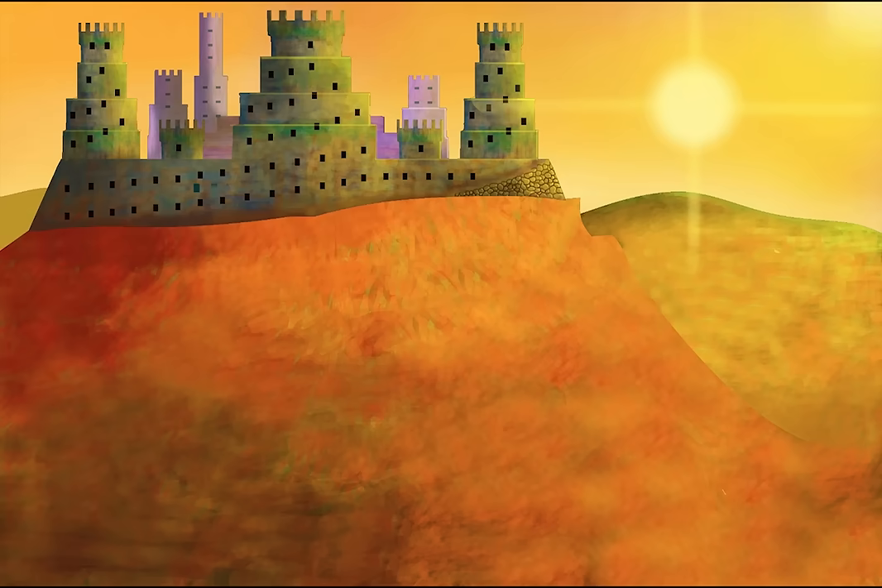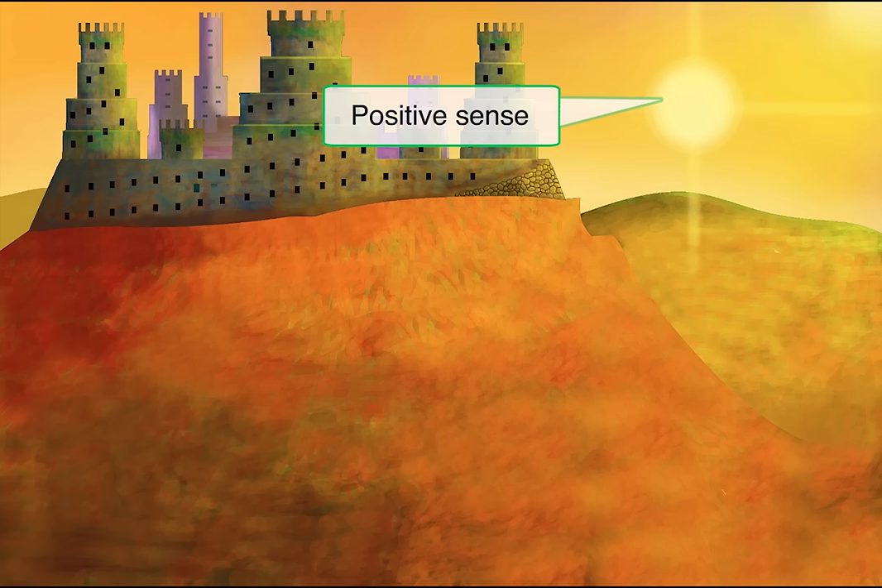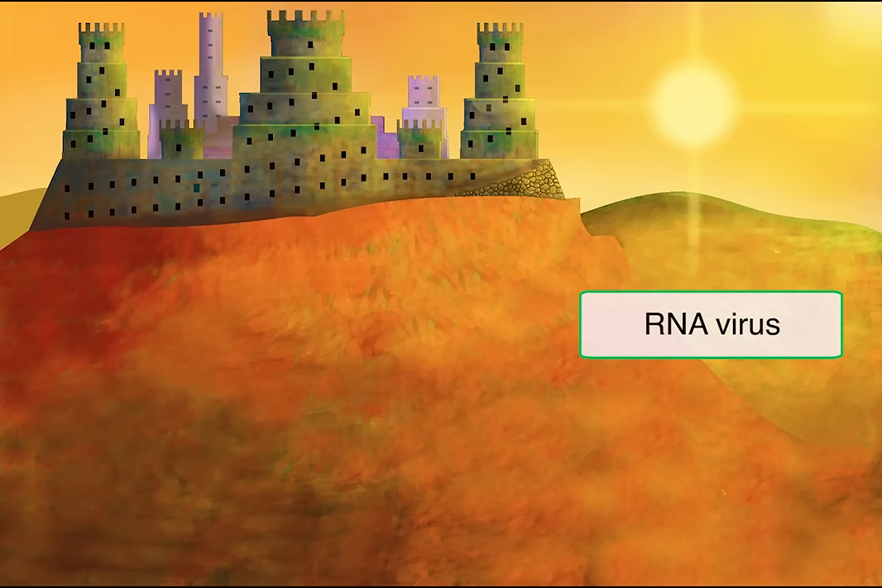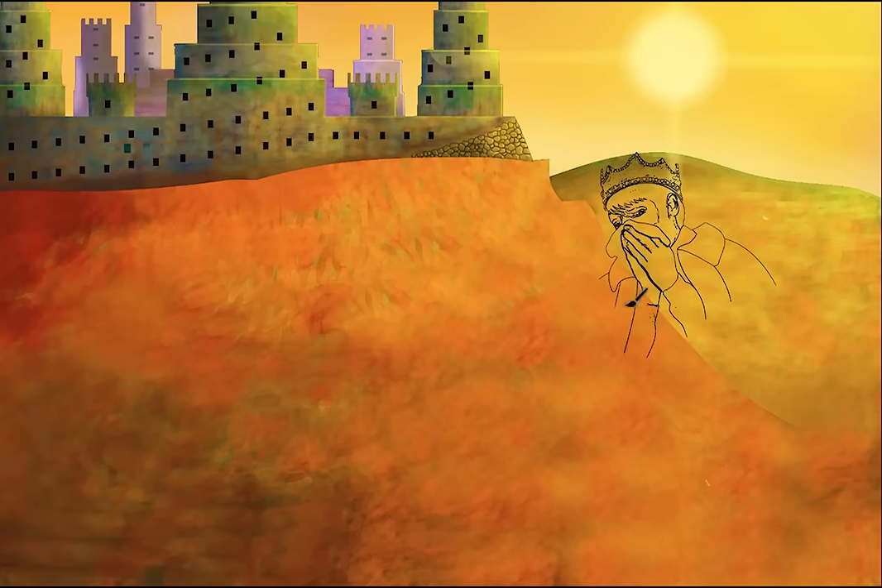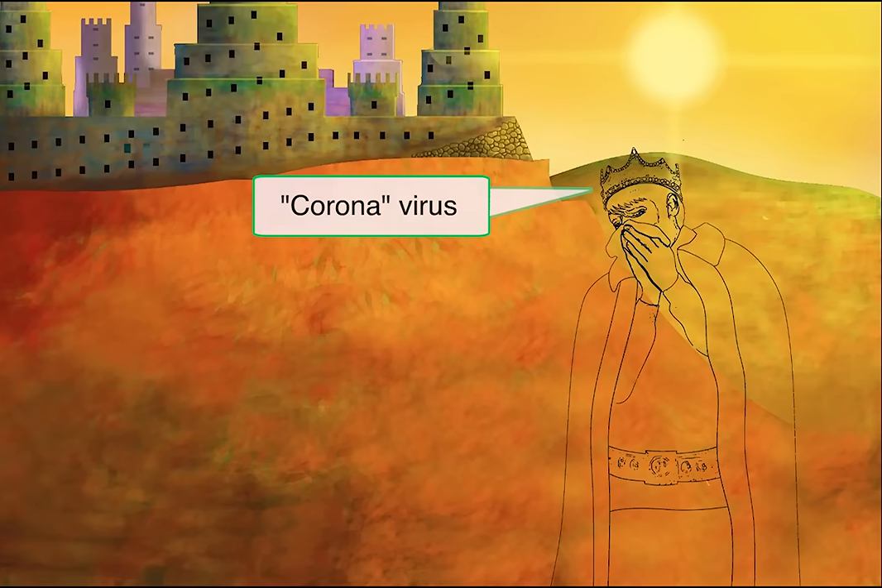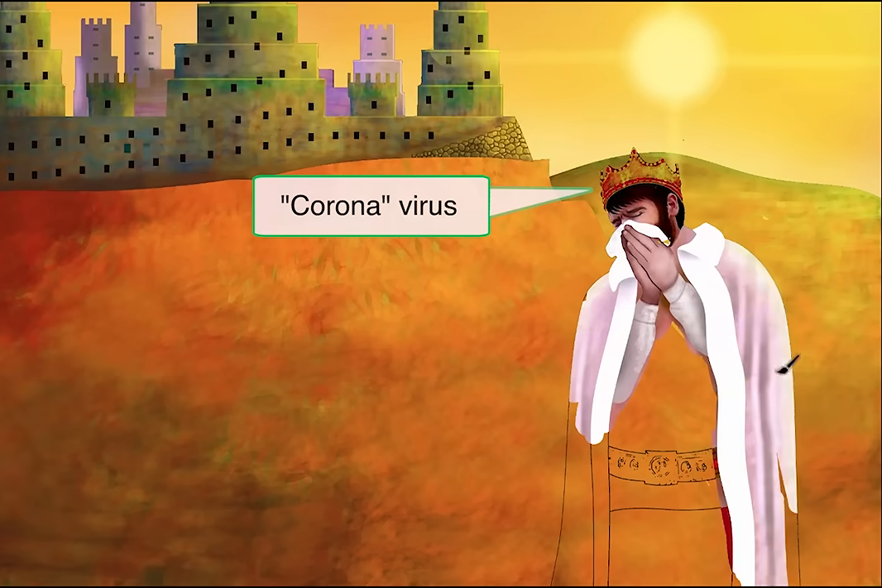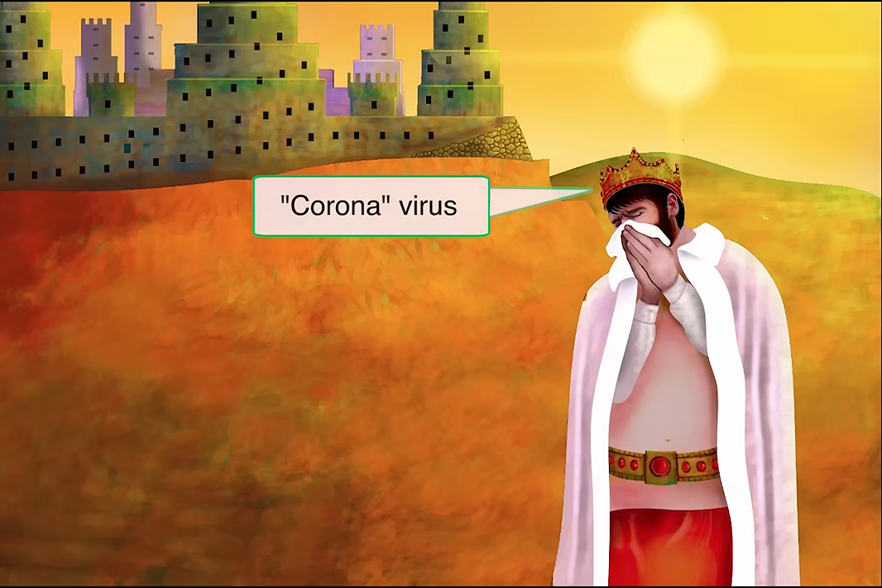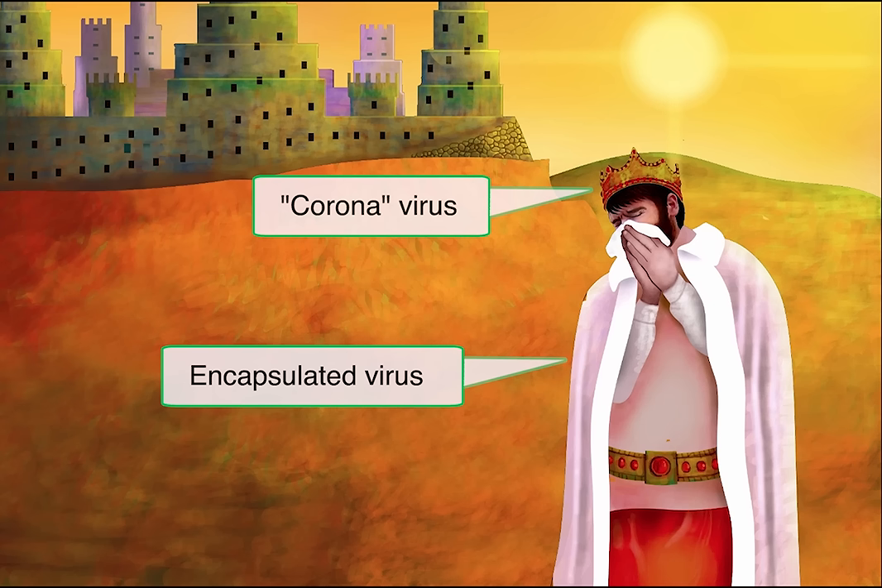The daytime setting is to help you remember that this is a positive strand virus, because sunny equals positive. And additionally, the rolling hills are golden yellow, a warm color, which tells us that coronavirus is an RNA virus. Now, we're going to draw in the king up front with his corona crown. Notice he's also wearing a thick robe. This is to represent that corona is an encapsulated virus.